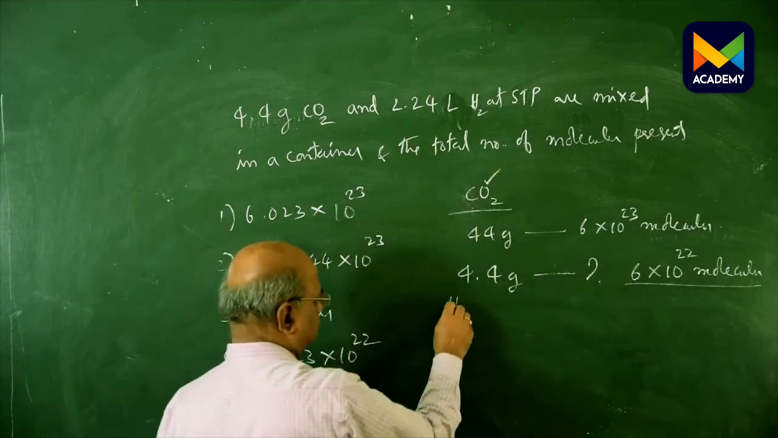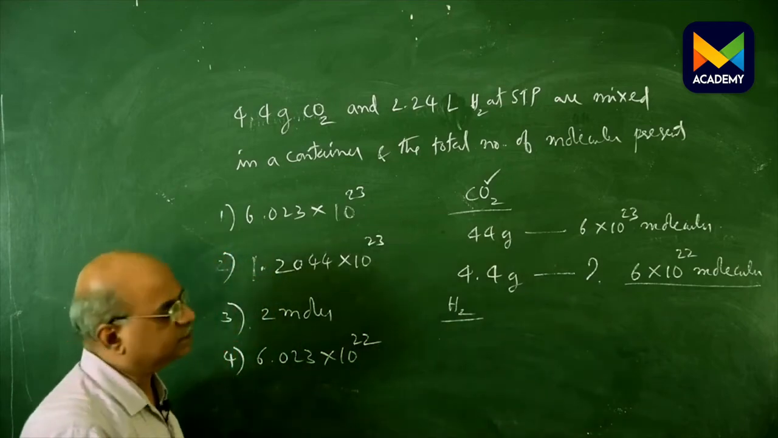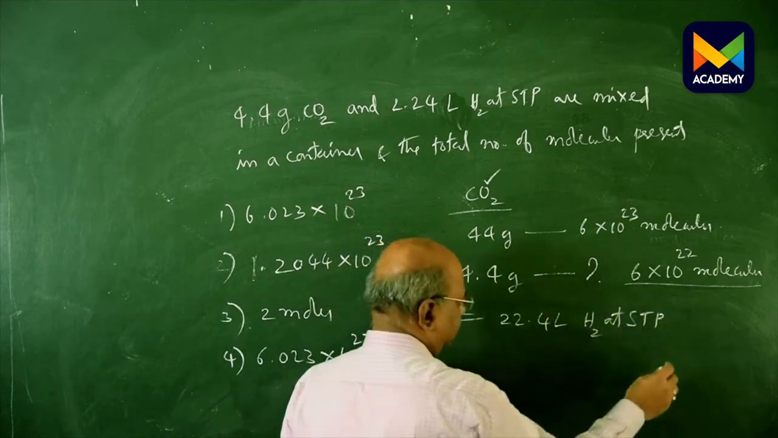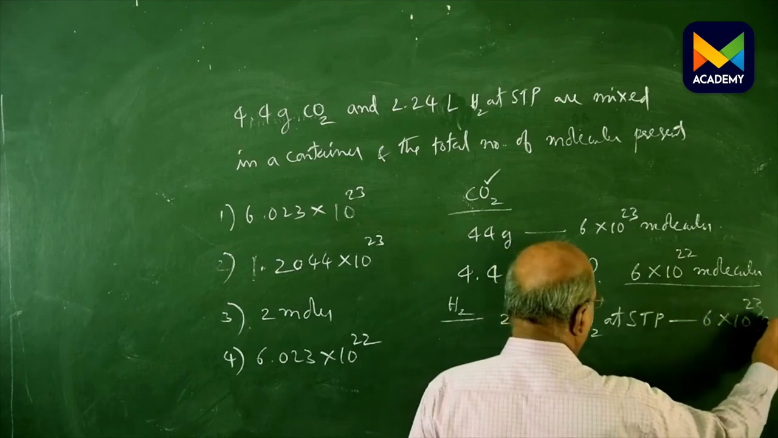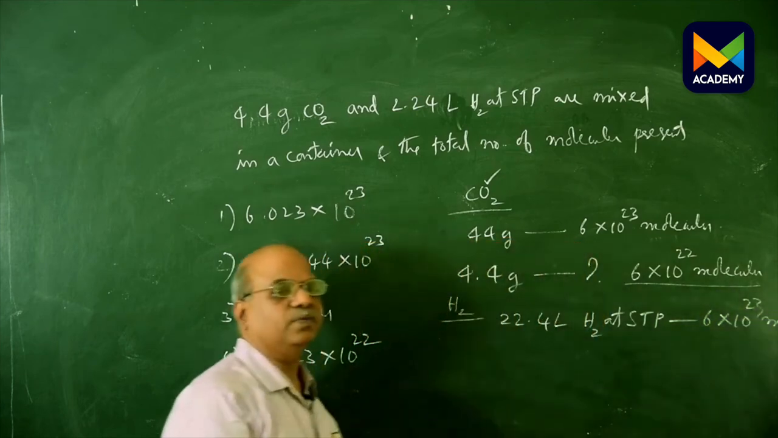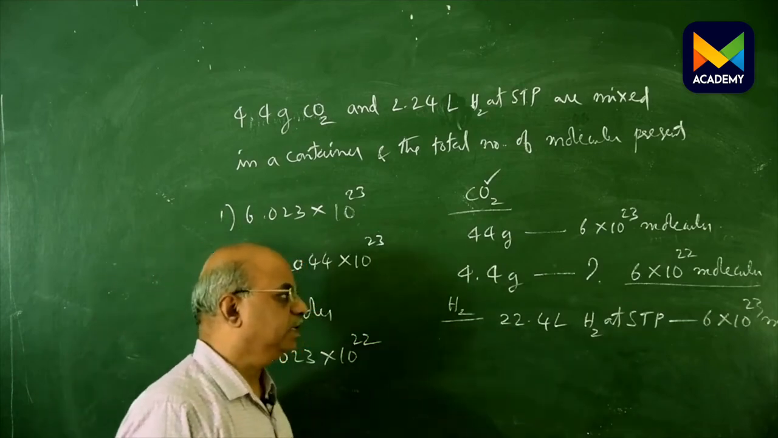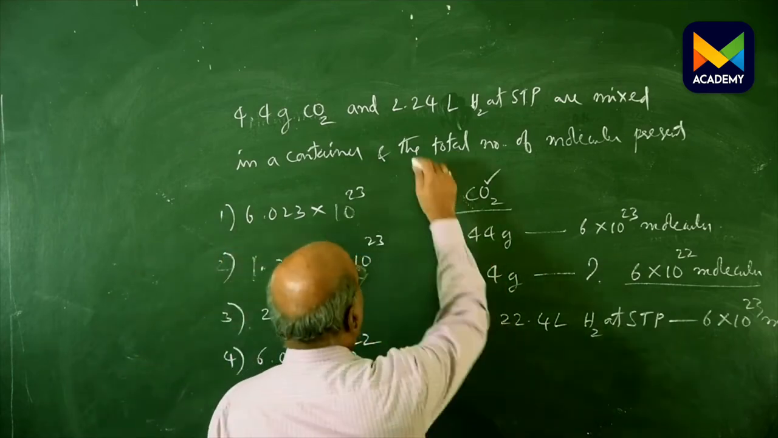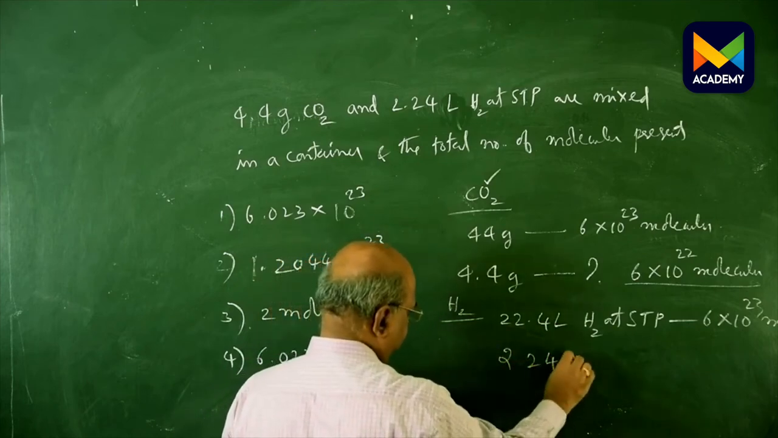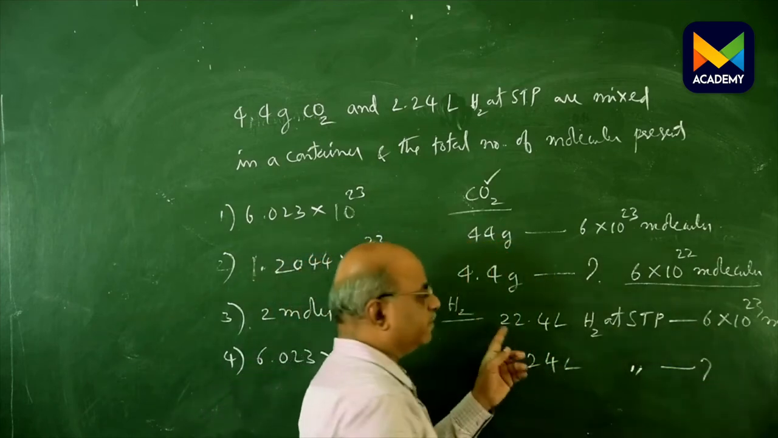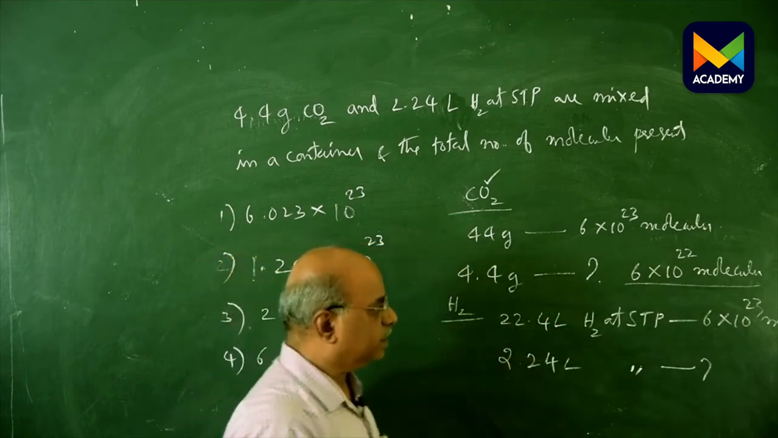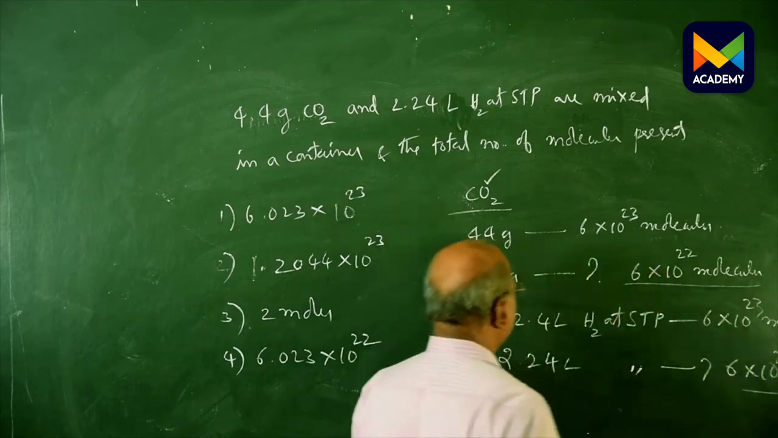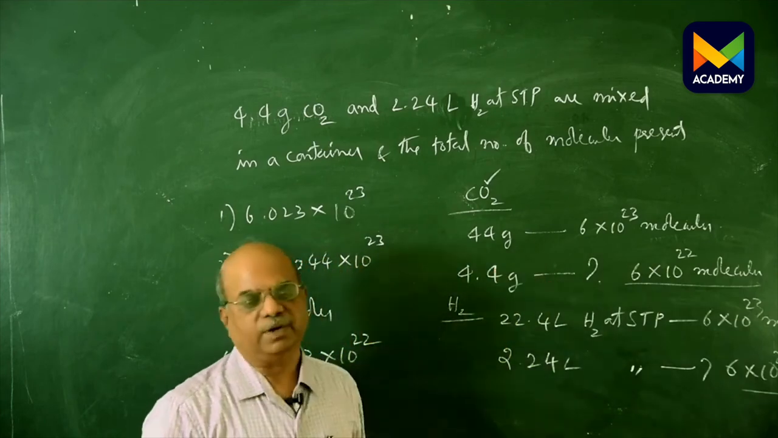Then with respect to hydrogen, its gram molar volume point of view information is given. 22.4 liters hydrogen at STP contains 6 into 10 power 23 molecules. It's a standard relation, gram molar volume relation. 1 mole of any gas at STP occupies 22.4 liters. So 22.4 liters equal to 1 mole molecules. And the volume mentioned here is 2.24 liters. Therefore, again, this is 1/10 of that value, 22.4 to 2.24, 1/10 of that value becomes 6 into 10 power 22 molecules. So these many molecules of hydrogen, as many number of molecules of carbon dioxide.